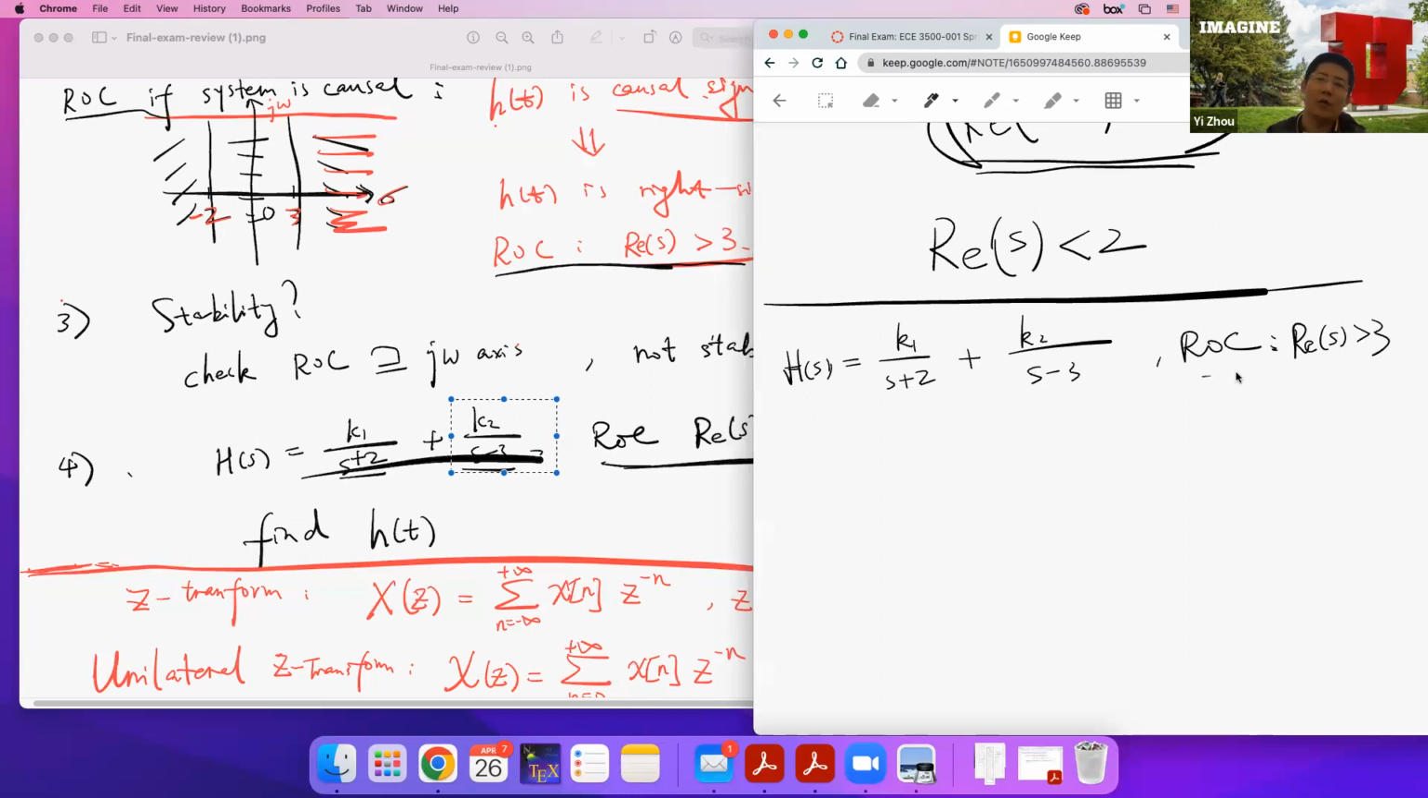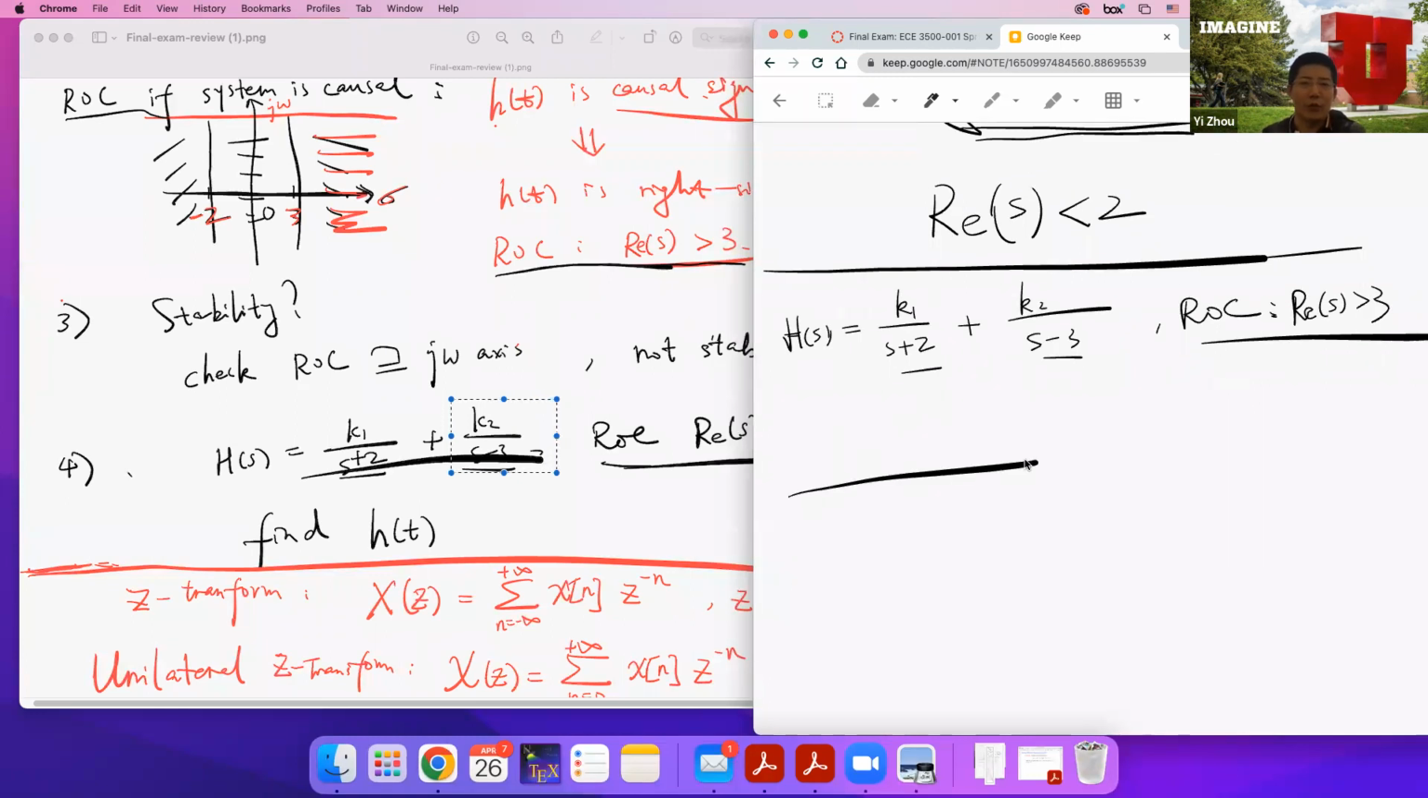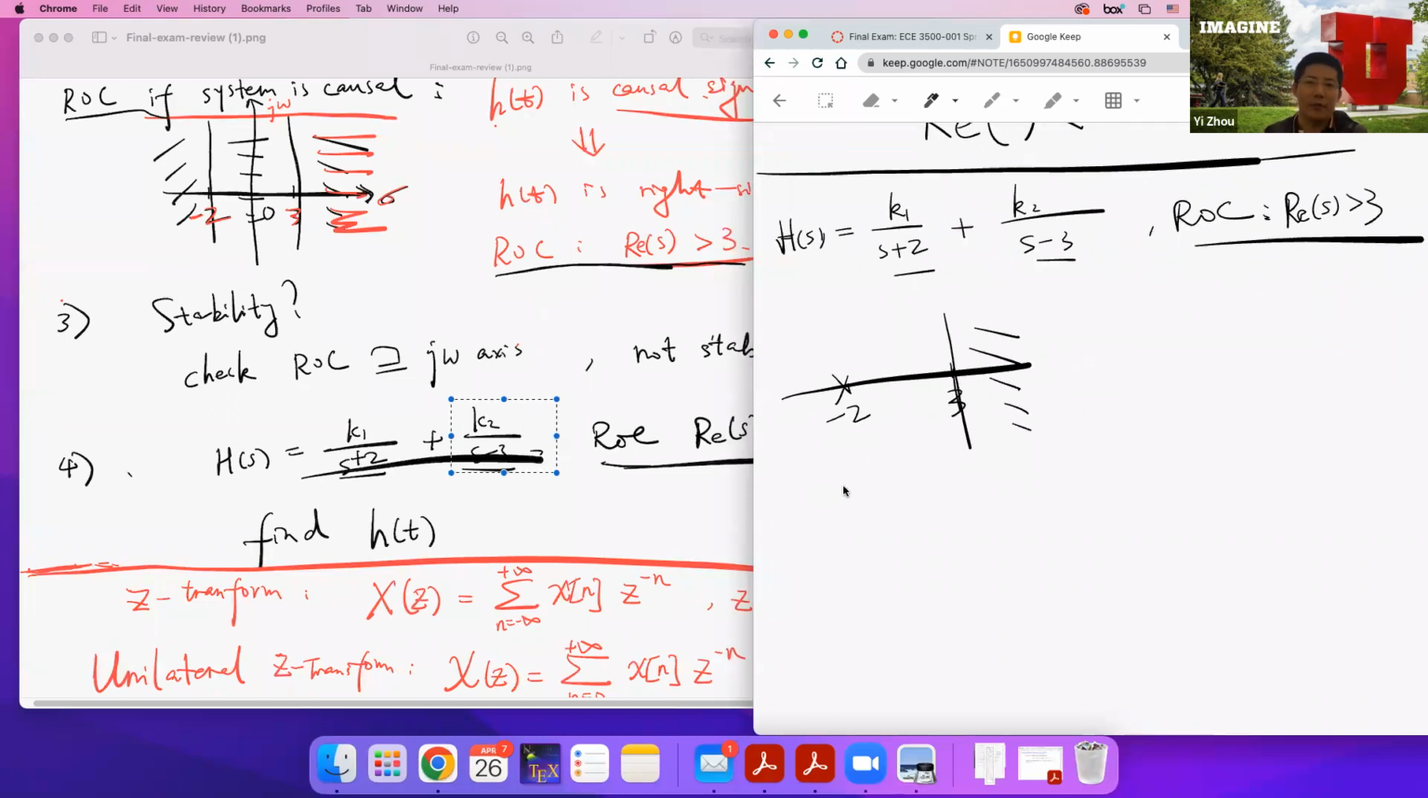So this is the overall ROC for both terms, which is the intersection of their individual ROCs. So from here, we need to go back and figure out their individual ROCs, and then we can refer to the table to find the inverse. Because now we have two poles, one is -2, one is 3, and the ROC is to the right of 3. So clearly for the second term, because 3 is already the pole of this term, the corresponding ROC is just the given ROC.